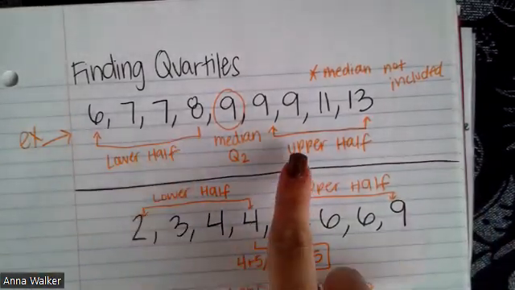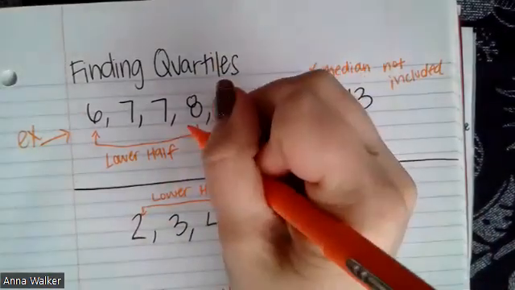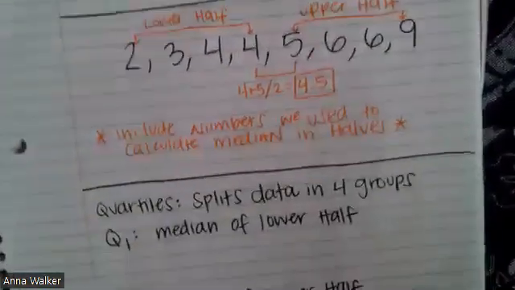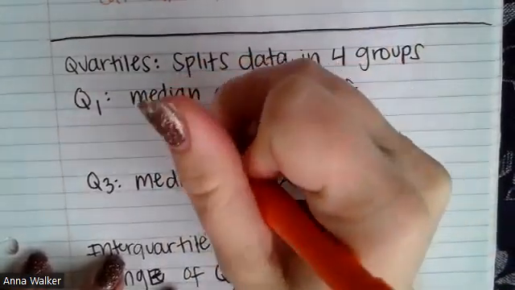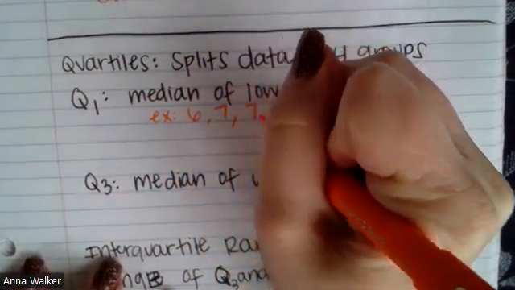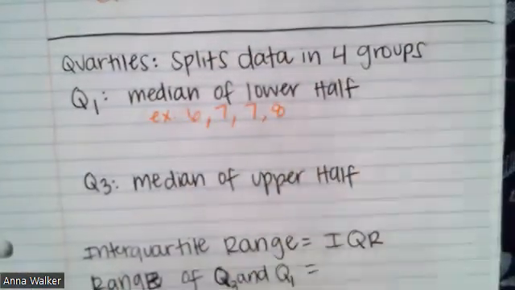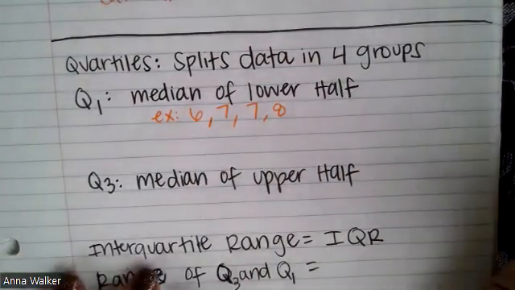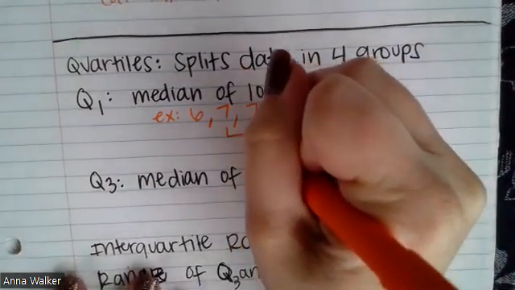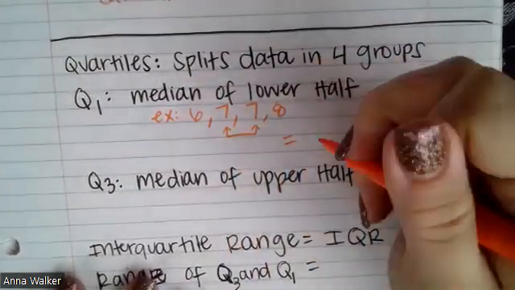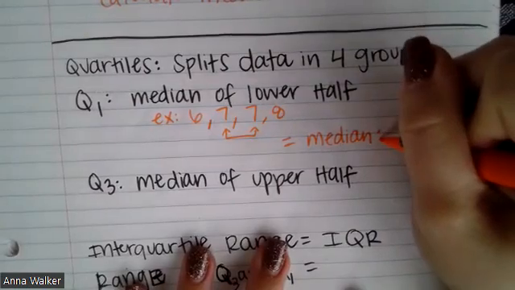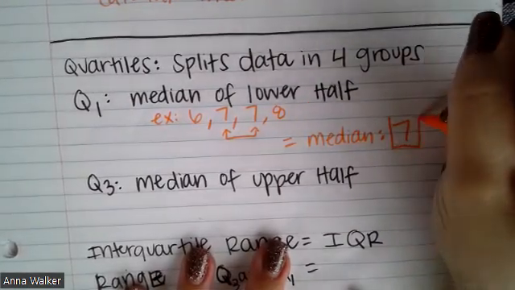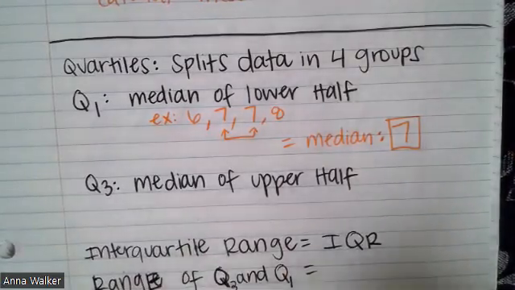So I'm going to use this lower and this upper half of the data, just to show you. If we are splitting our data into 4 groups, to find the first quartile, I'm going to take the lower half. From the example, that was 6, 7, 7, and 8. If I was to find the median of this set, I am going to find the average between 7 and 7, but the average between 7 and 7 is just 7. 7 plus 7 divided by 2 would make 7. So this is the median of the lower half of the data. So this is my first quartile.